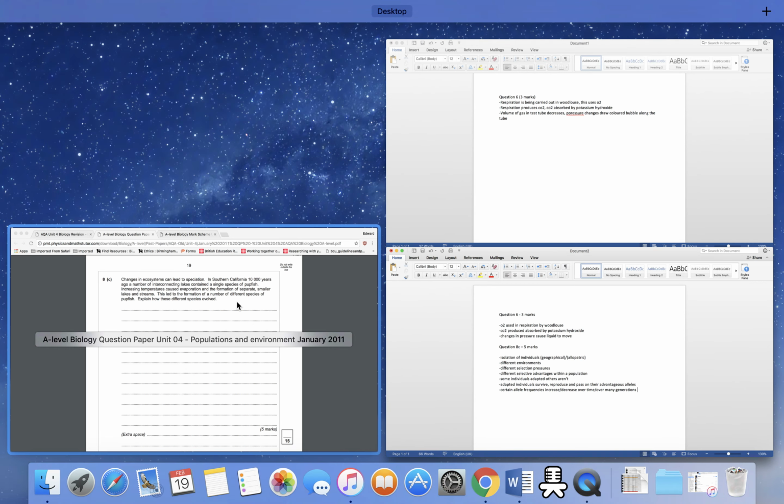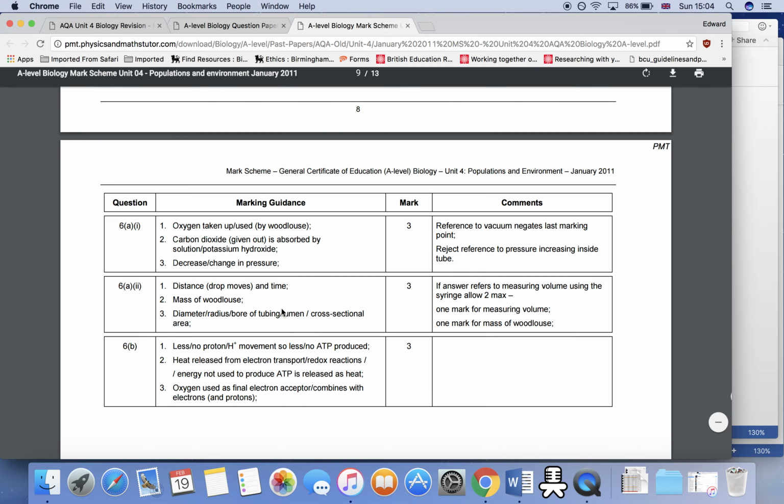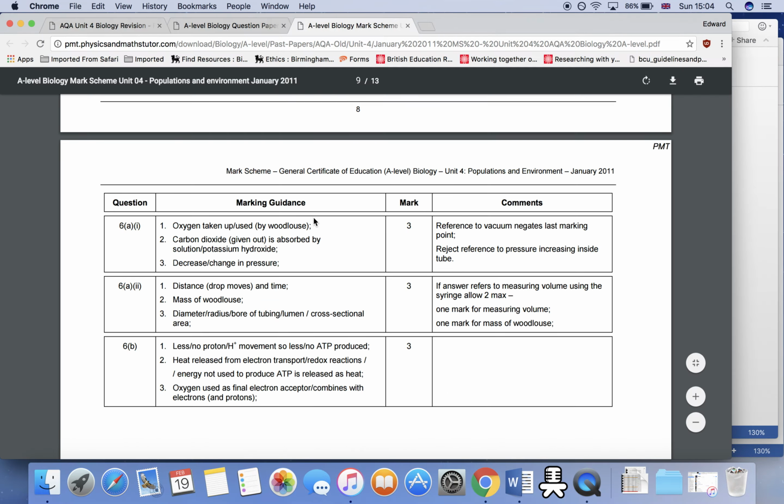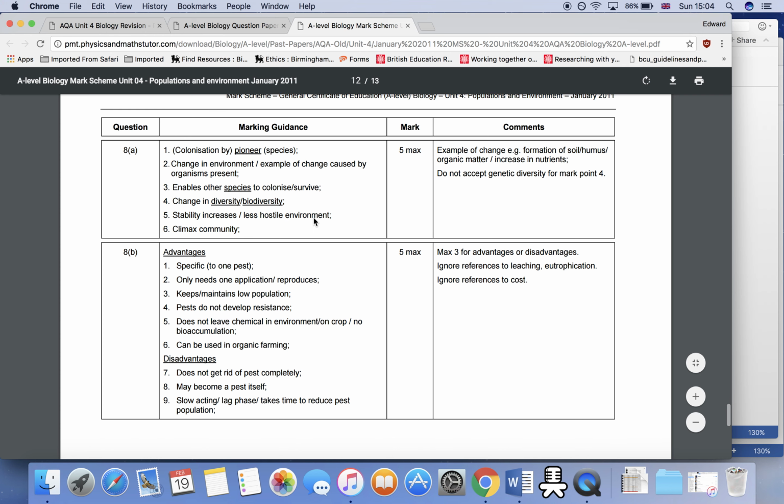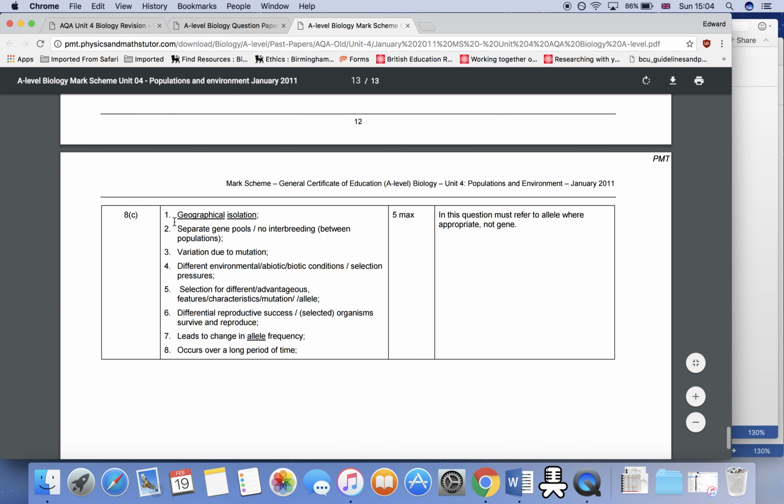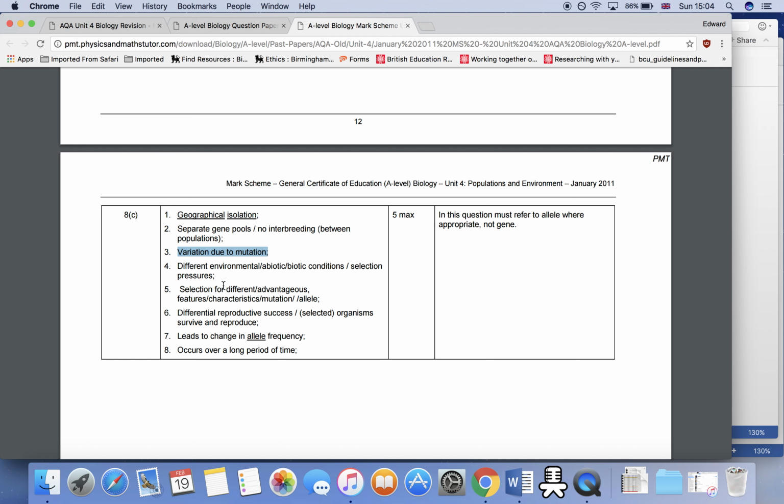We then compare the answer to what they're asking here. Geographical isolation, separate gene pools, no interbreeding. We missed that point. We also missed this point. But what I'm trying to show is often there's going to be various marking points, and we can still get 5 out of 5 even if we miss a few points. We don't have to hit every marking point with a lot of questions.